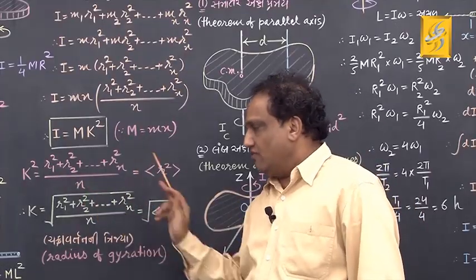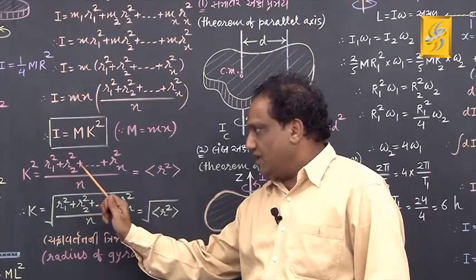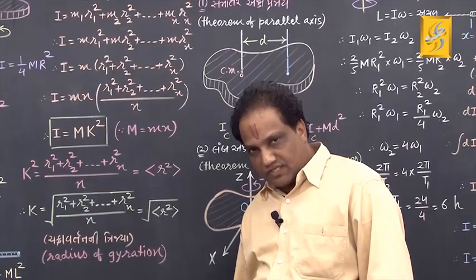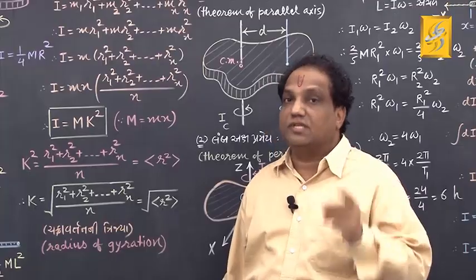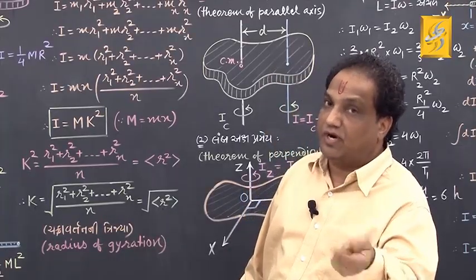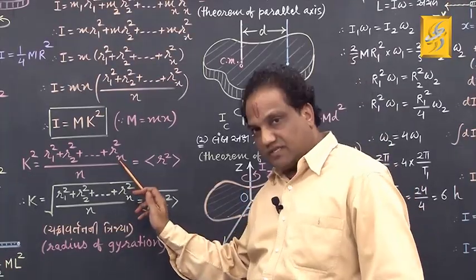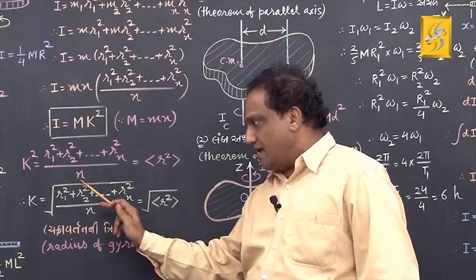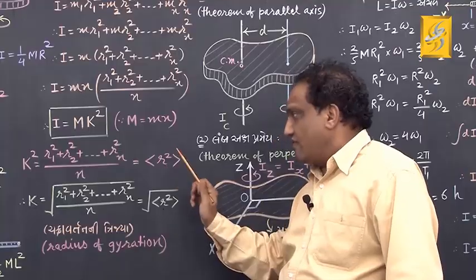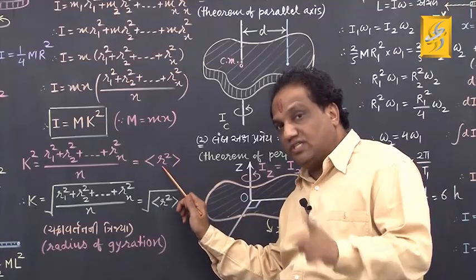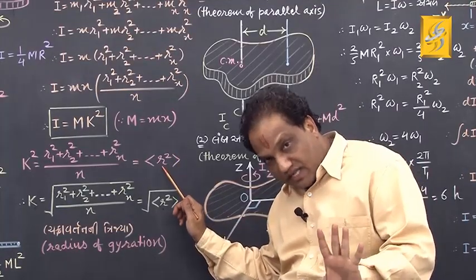Tell me, in the numerator what are you doing? You are taking summation of distances? No. Summation of squares of perpendicular distances for n particles. And then you are dividing by n. So what will you get? You will get the average of squares of perpendicular distances of all the constituent particles.